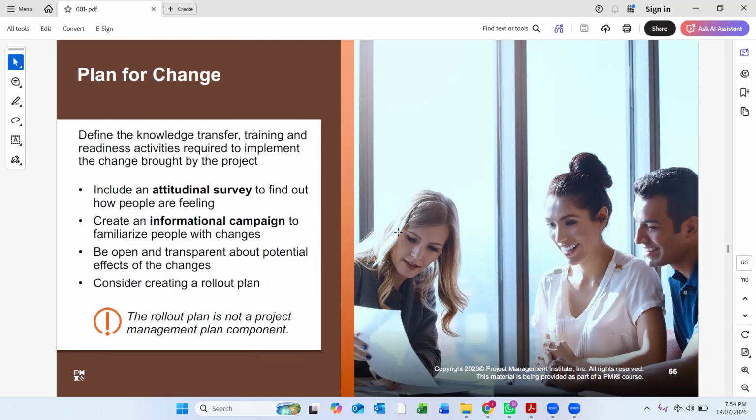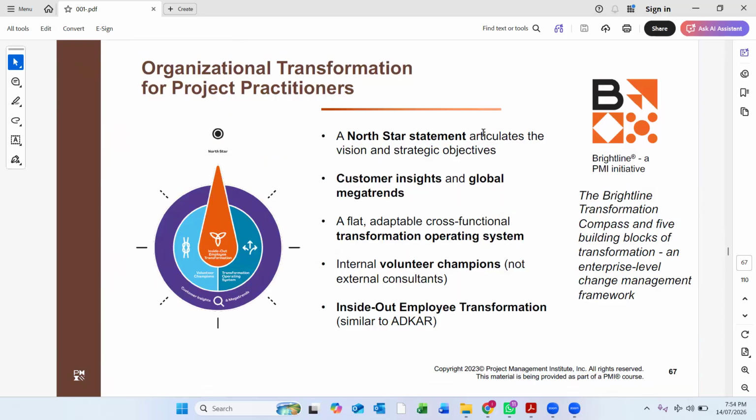So we can conduct surveys, we can have some campaigns, we can have open and transparent discussion about potential effects. We can also be open to them. We can have transparent and potential discussion with them in terms of what will be the effect of the changes. Organization transformation for project practitioners.